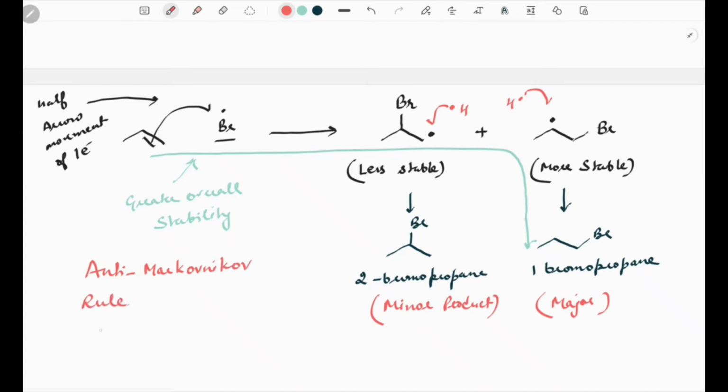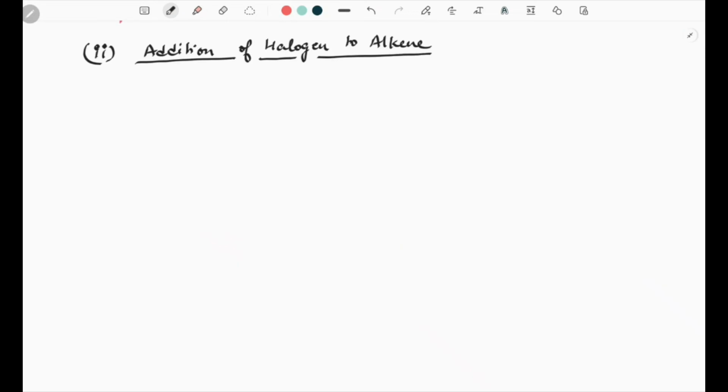and this is observed when HBr is added to alkenes in presence of peroxides. You might note that this is only observed in the case of addition of HBr. Now moving on to the second method.